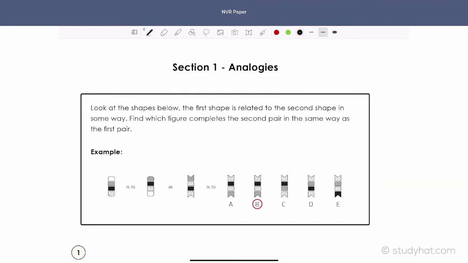Analogies. Look at the shapes below. The first shape is related to the second shape in some way. Find which figure completes the second pair in the same way as the first pair.